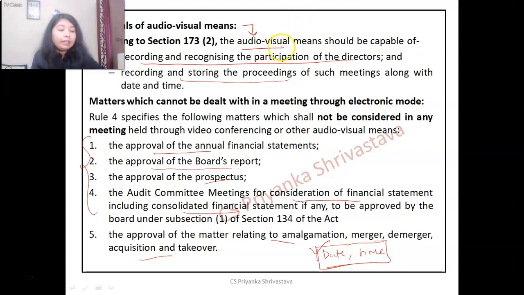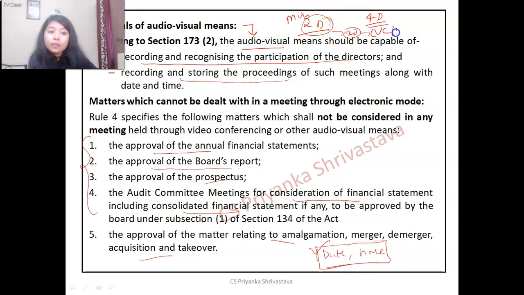So, for example, the quorum is required of a minimum of 2 directors, and there are 4 directors who are present. So 2 directors need to be present in person, and the rest of the 2 directors can be present through either video conferencing or audiovisual means. Okay.